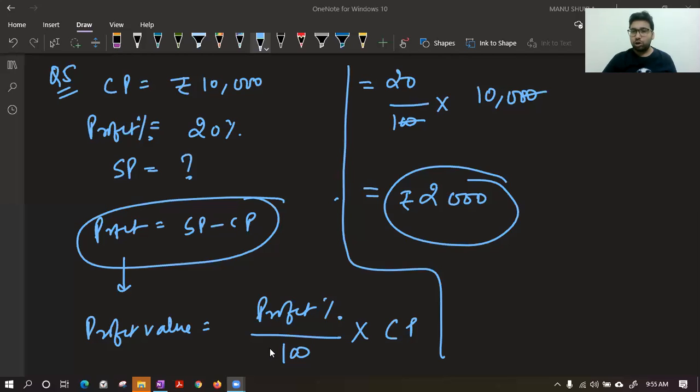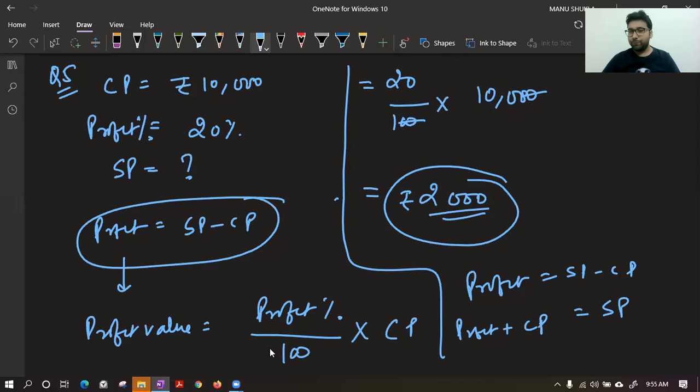Okay, so we have got 2000 rupees as the profit. Put in the formula. Profit is equal to SP minus CP. We want the SP value. SP is equal to profit plus CP. Put the value: 2000 plus 10,000 is equal to SP, and SP is 12,000 rupees. And with this, I stop the recording, and you all can switch on your video.